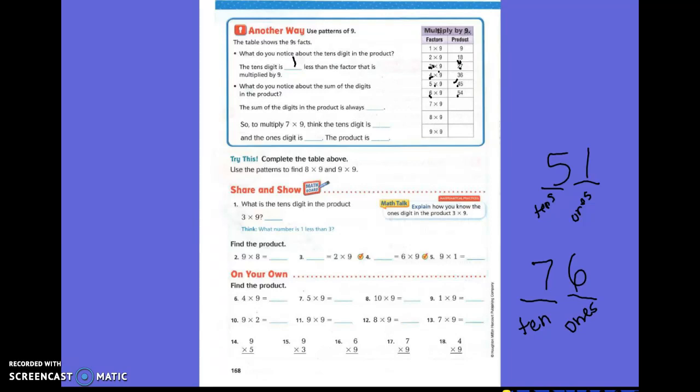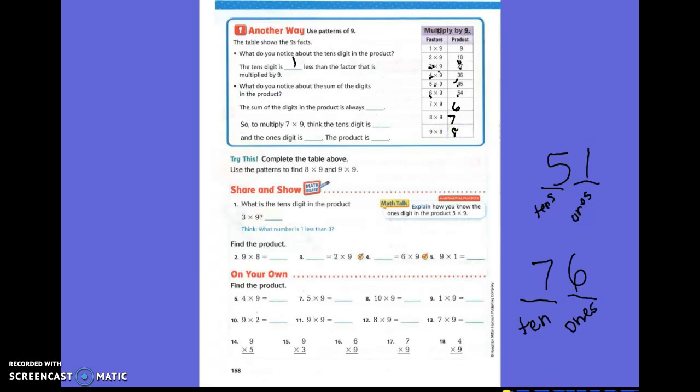Okay, so if we were following this rule that the tens digit is 1 less than the number that's being multiplied by 9, then if we do 7 times 9, what's the tens digit going to be in the answer? 6. And if we did 8 times 9, what's the tens digit going to be? 7. And if we did 9 times 9, what should the tens digit be? 8.